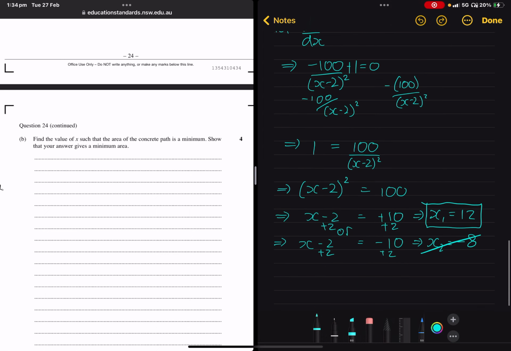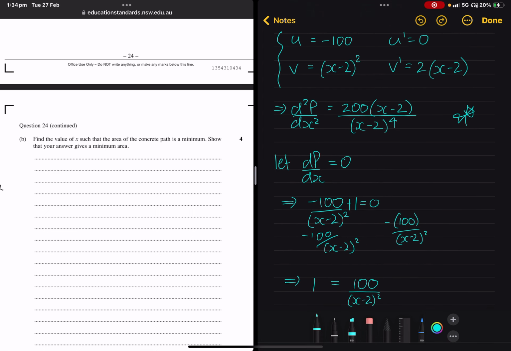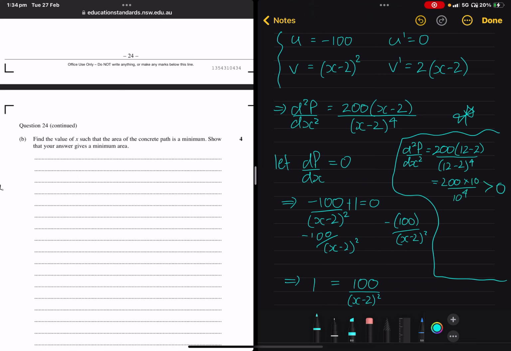So we have x equals 12. So we'll just do this up here. Normally you do it lower down the page, but we can just work here. D squared p. This is just our test to determine whether this is actually a minimum. So this is 200 times 12 minus 2 over 12 minus 2 to the 4. Well, this is 200 times 10 over 10 to the 4. This is greater than 0. So therefore, x equals 12 is a min. So you have to do the confirmation in addition to finding the value.